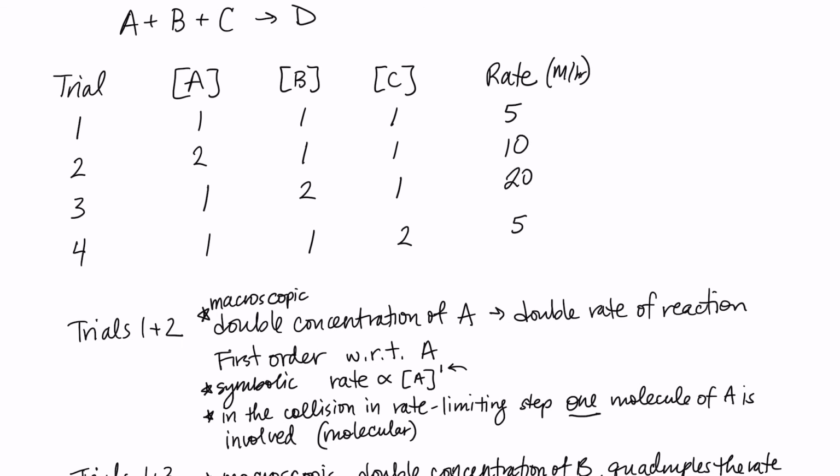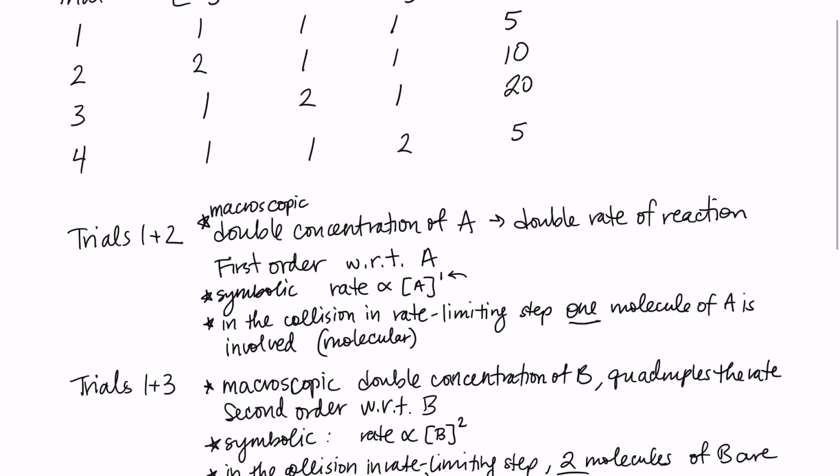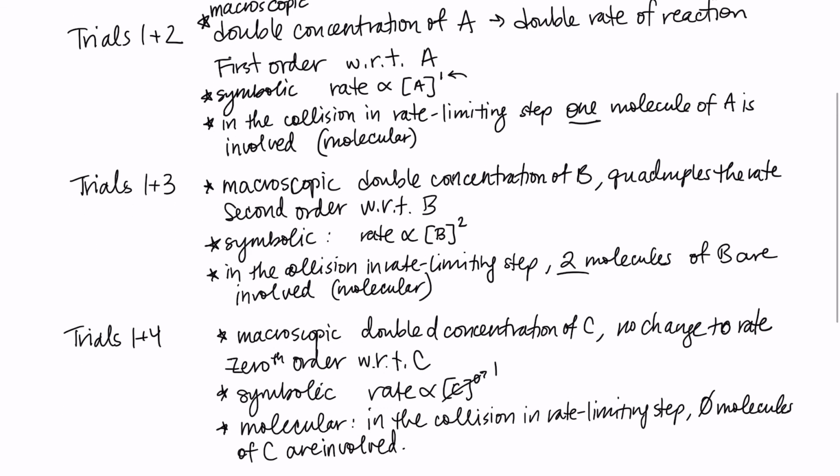orders of reaction and how they manifest, the kind of 3 different ways that we think about the orders of reaction. If it's first order, that means we double the concentration, we double the rate. Second order, double the concentration, quadruple the rate. 0 order, double the concentration, don't change the rate. If we think about it symbolically, it changes the exponent in our equation. First order has an exponent of 1, second order has an exponent of 2, 0 order has an exponent of 0, or you just don't write it in the equation at all.